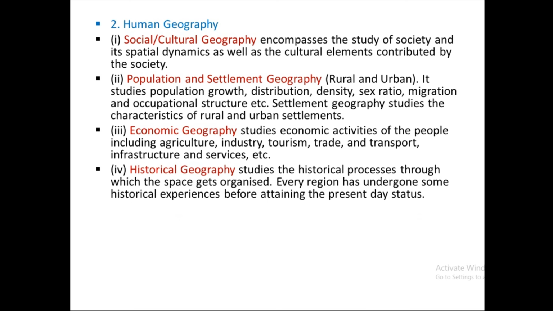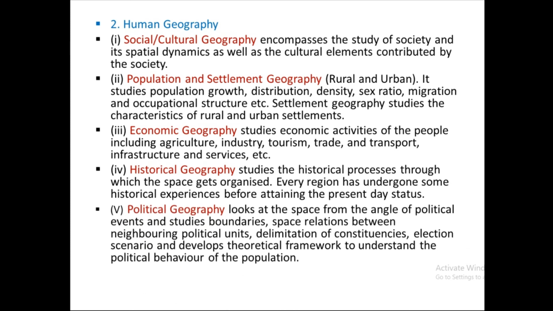Historical geography studies the historical processes through which the space gets organized. Every region has undergone some historical experiences before attaining the present day status. Political geography looks at the space from the angle of political events and studies boundaries, space relations between neighboring political units, delimitation of constituencies, election scenario, and develops theoretical framework to understand the political behavior of the population.